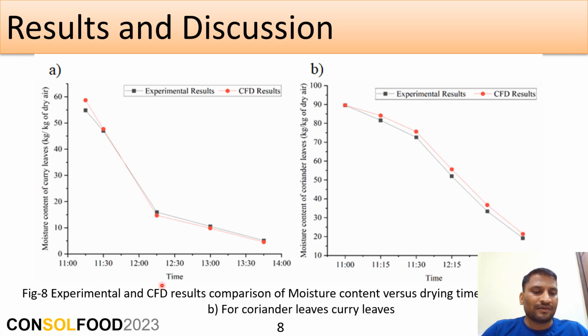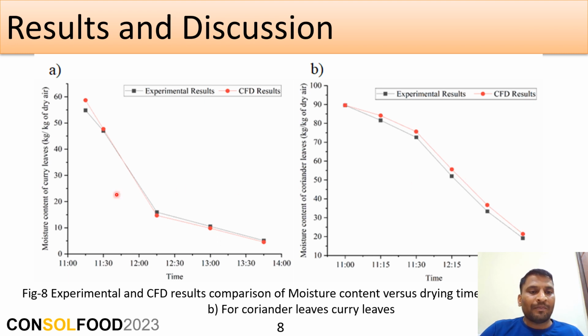Now this graph shows the comparison of moisture content with the drying time obtained from the experimental results and from the CFD results. The initial moisture content of the curry leaves was 63.39%, and for the coriander leaves, the initial moisture content was 89.59% on the wet basis. As the drying process proceeds, the moisture content of the samples decreases. During the initial period, the maximum slope of the curve indicates that the moisture removal rate is high. But later on, the moisture removal rate slows down. Same results we found in the case of coriander leaves also.